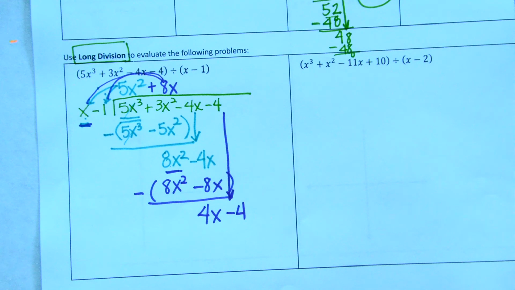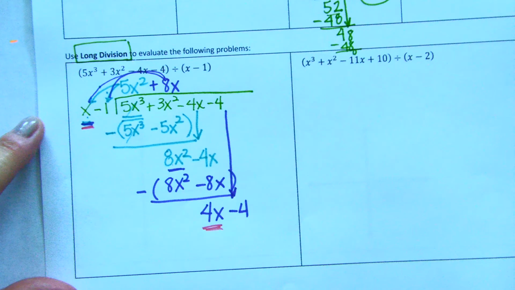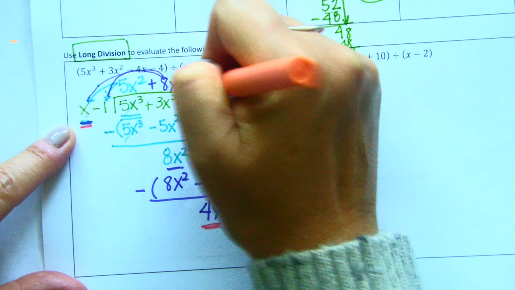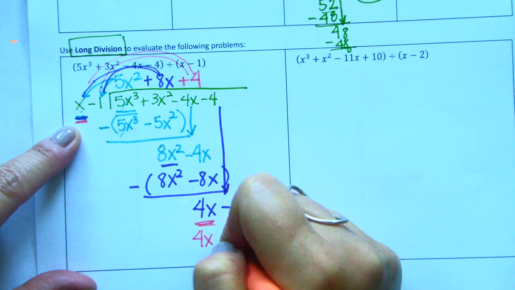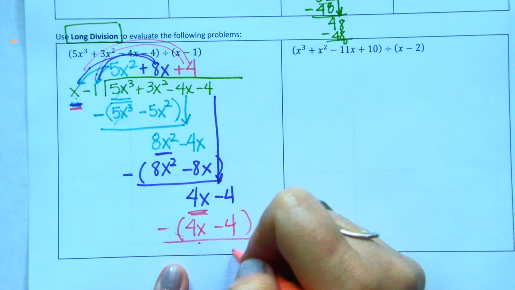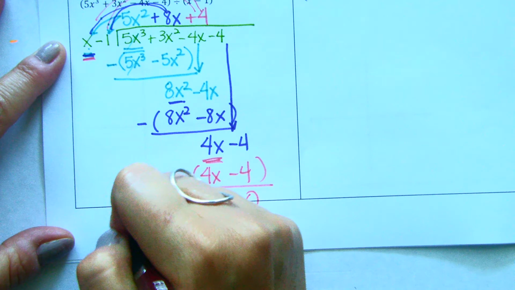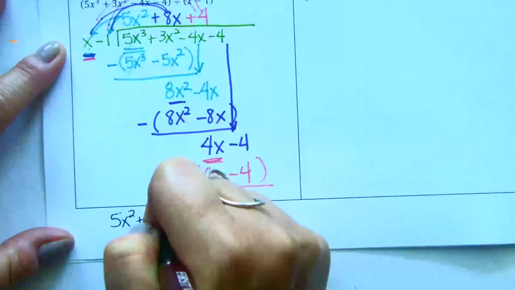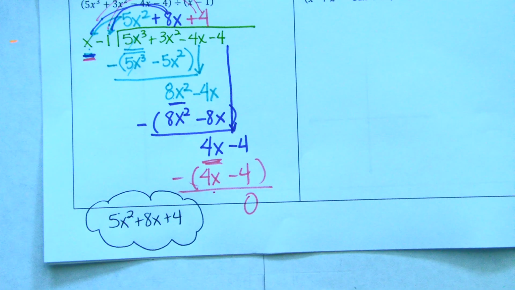I'm going to use a different color for this last bit here. So now I want to see, okay, what do I need to multiply x by to get 4x? Well, it's going to be a plus 4. And then again, I'm going to multiply. So I'm going to get 4x minus 4. And then when I subtract, that's 0, that's 0. So I have a remainder of 0. So my answer is 5x squared plus 8x plus 4. That's how many times x minus 1 goes into this long polynomial.